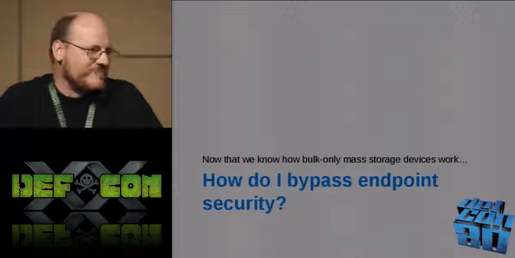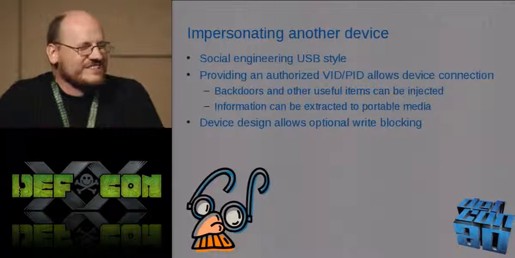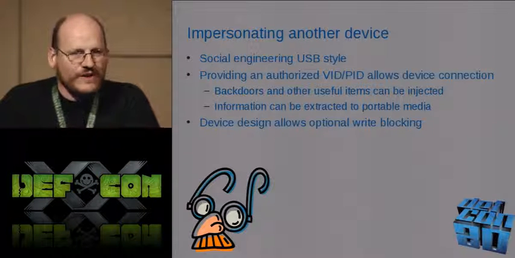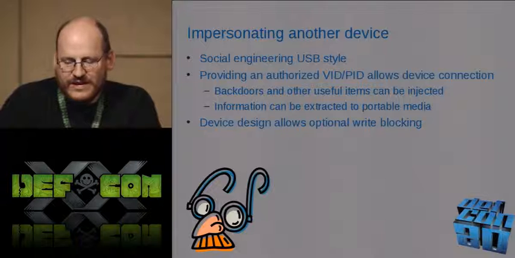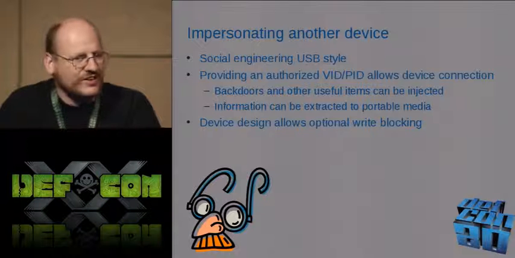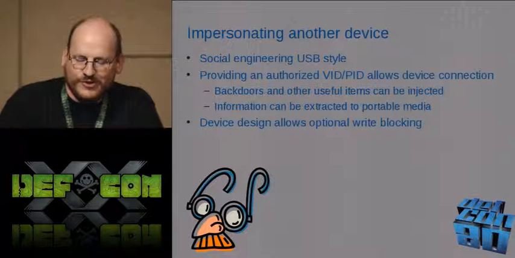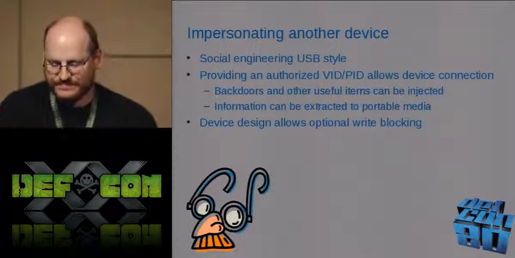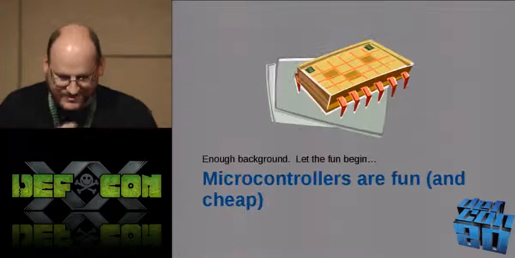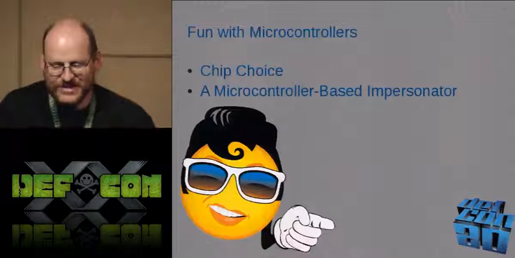Let's talk about the good stuff. How do I bypass this security anyway? So, essentially what we're doing is impersonation or social engineering USB stuff, if you will. Right? So if we know what an authorized VID/PID is, we can use that fact to mount a device and then inject some code, get some stuff off of our device. Also, the device that I designed optionally allows you to do some write blocking. So we'll use some microcontrollers because they're fun and they're cheap.